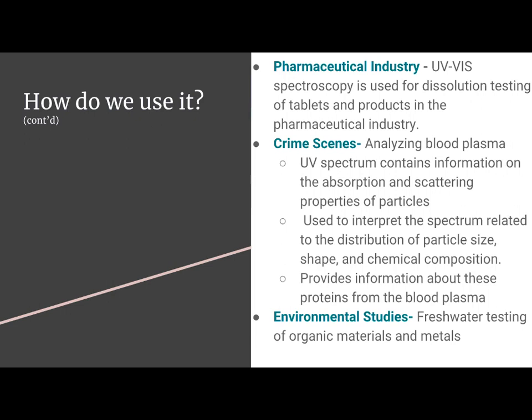Basically, in the pharmaceutical industry, it's used for dissolution testing of tablets, obviously medication, pills and things. And in crime scenes, it's used to analyze blood plasma. The only information I found was that the UV spectrum contains information about the absorbance, which tells you about the particle size of the plasma, which is made of proteins that are really complicated because I don't understand anything it said. That also gives you information about the things they may have consumed and reasons why the person may have died. And in environmental studies, it's used in freshwater testing of organic material and metals.